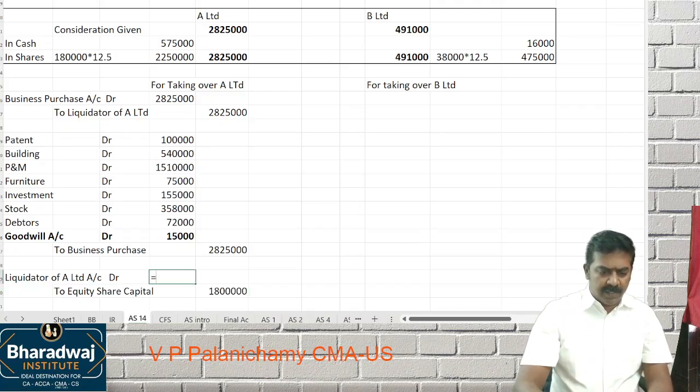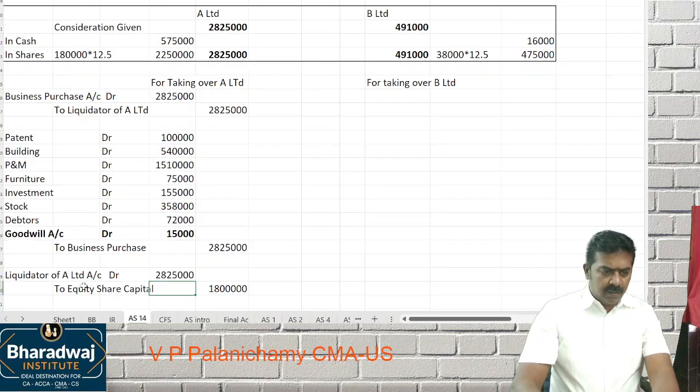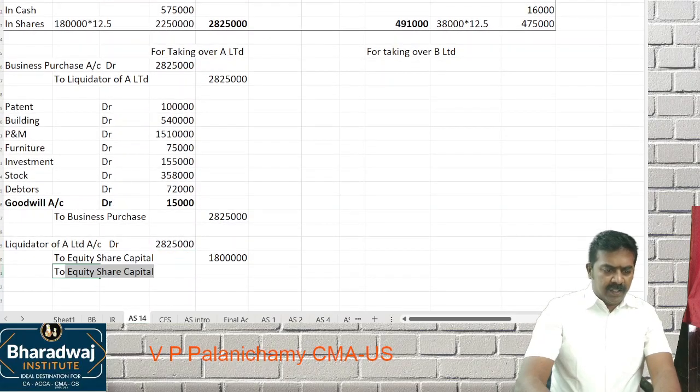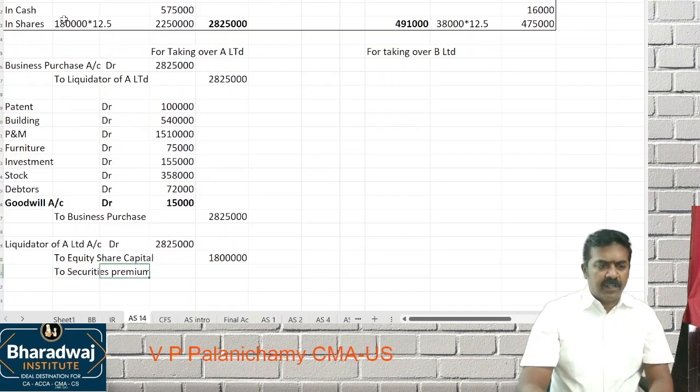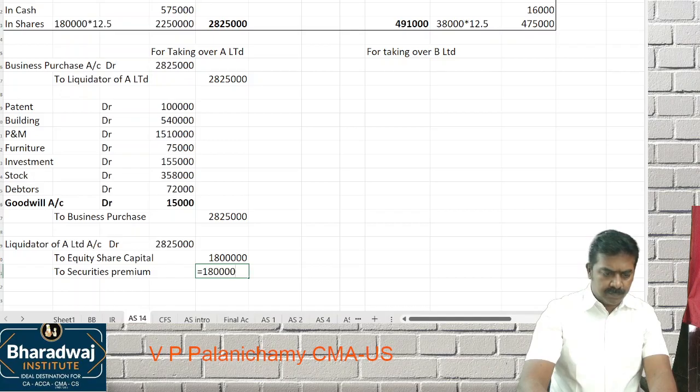Premium will go to the separate account. So securities premium. Securities premium is 2.5, 1,80,000 into 2.5. Then to cash or bank 5,75,000.